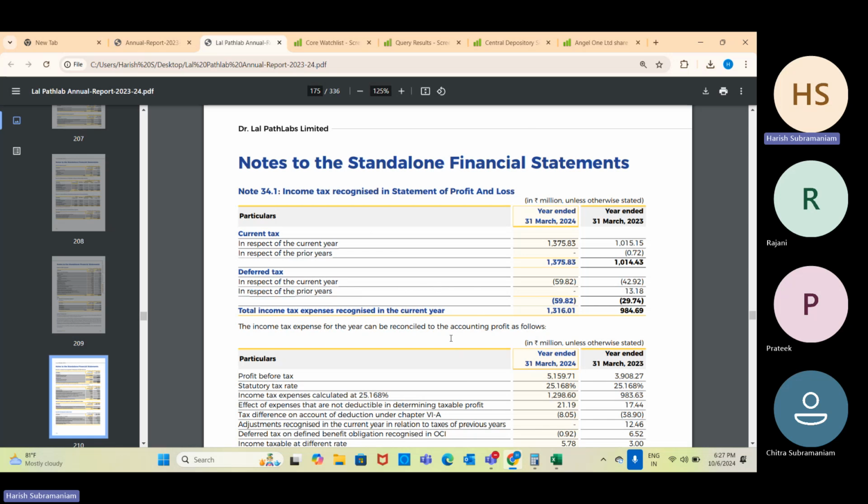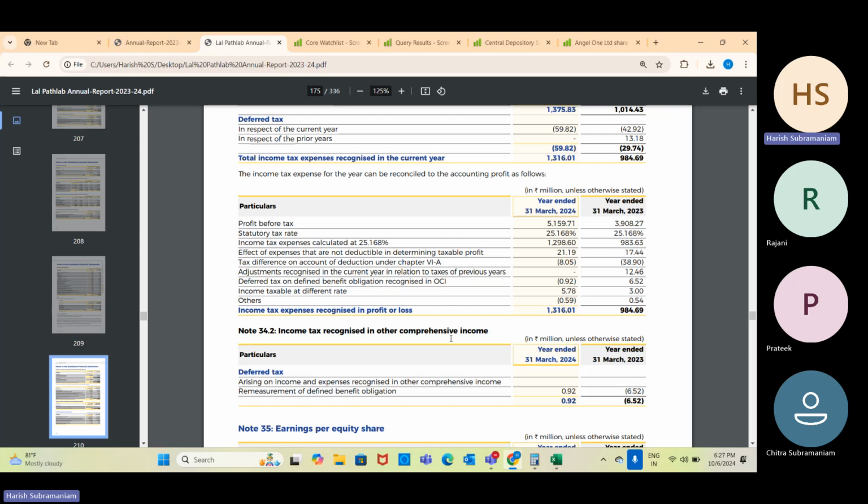So they are just explaining what kind of taxes they have paid. Sometimes when companies make losses in previous years, let's say a company has made a loss for 3 years and this year it is making a profit, it can offset the profit against the previous years' losses and say, okay, I'm not going to pay tax.